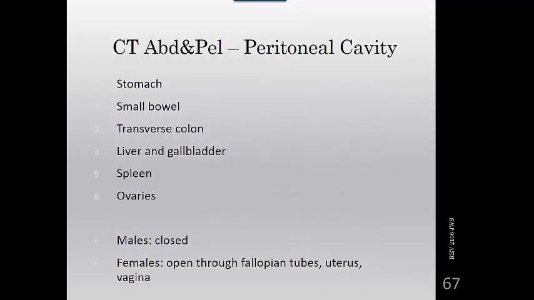Peritoneal cavity contains these. I don't really have an acronym for these, so you just have to learn them. The stomach, the small bowel, the transverse colon, liver and gallbladder, spleen, and ovaries. And like we said before, the peritoneal cavity is closed in the males. It's open through the fallopian tubes, uterus, and the vagina in the females.